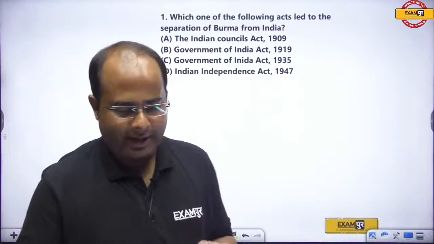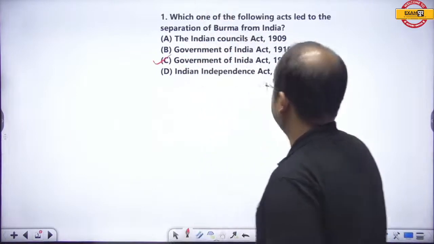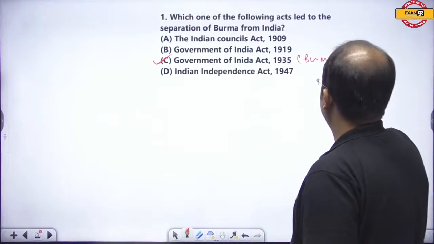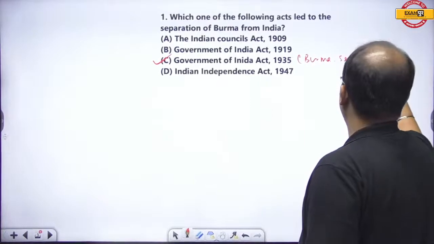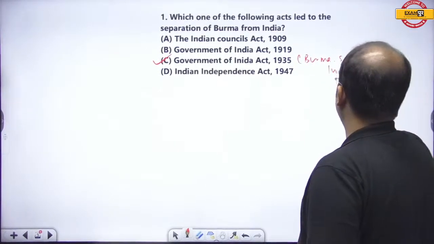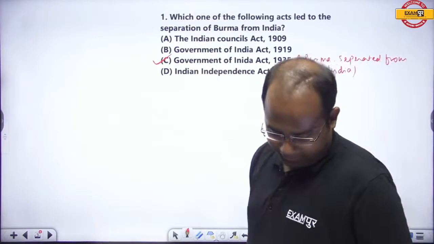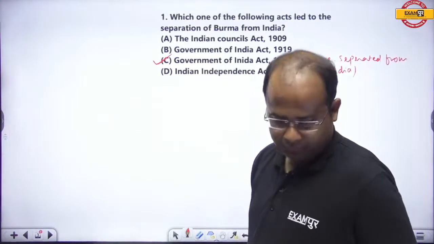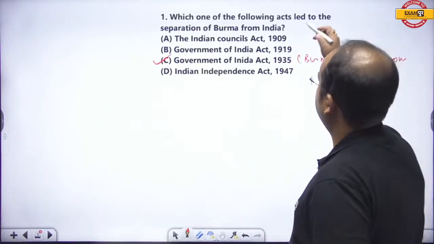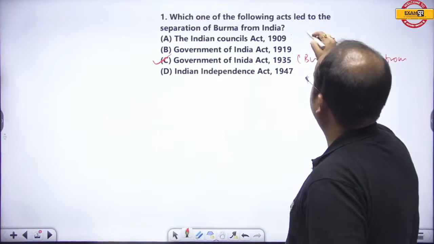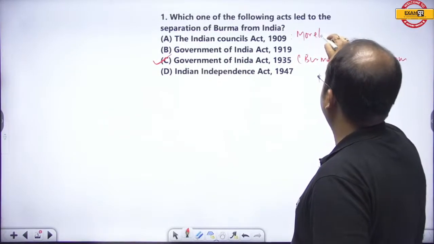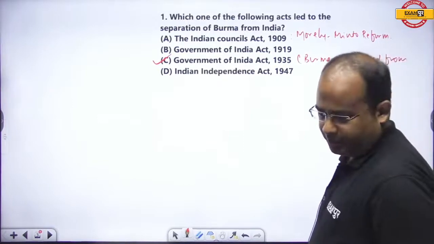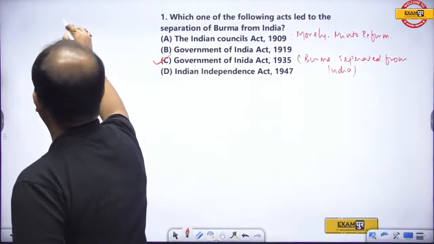Okay. Guys, the correct answer is Government of India Act 1935. Through this, Burma was separated from India. Now, guys, Indian Council Act 1909, it is known as Morley-Minto Reform. Through this, separate electorate was given to the Muslims.